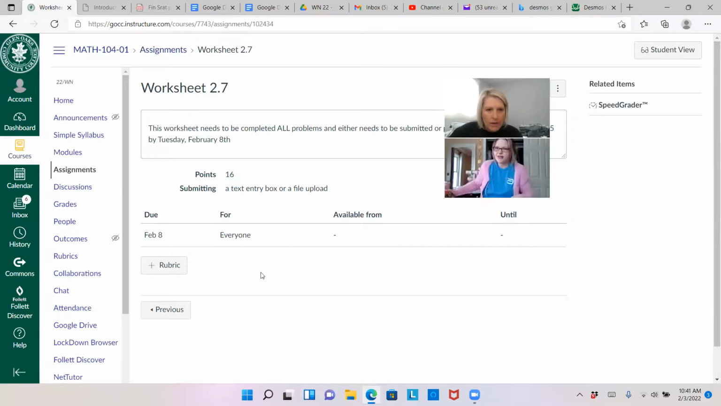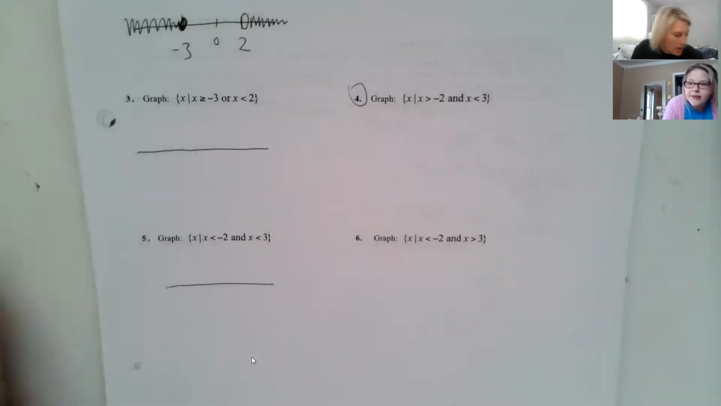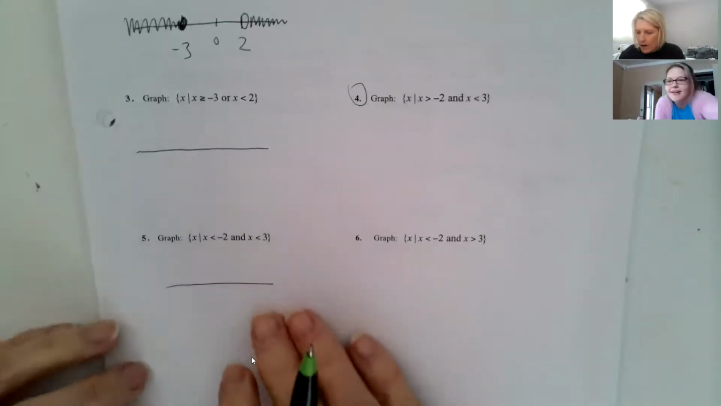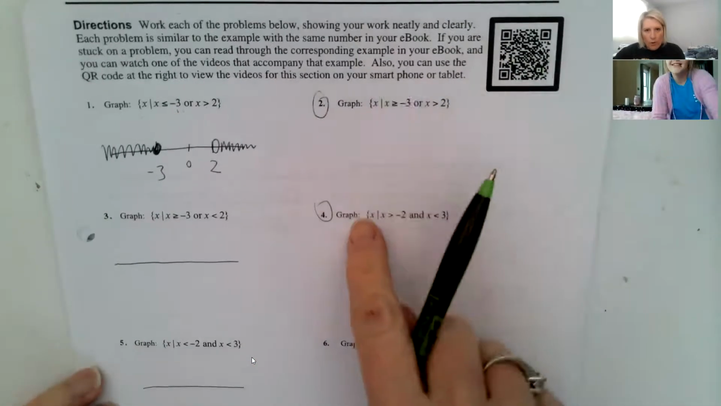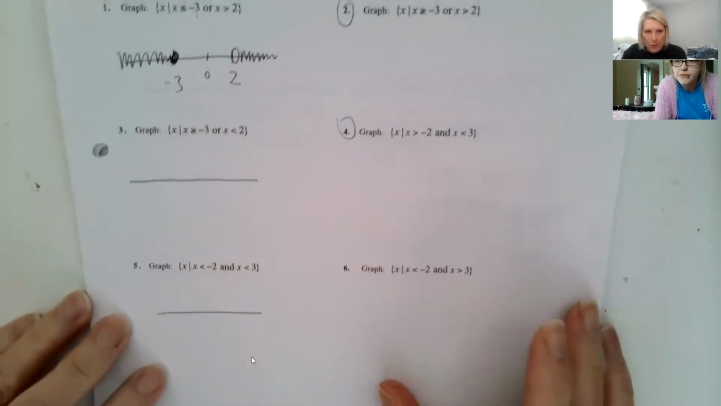So 2.7 is all of that worksheet. And then, okay, let me go back and record this. So, okay, we're gonna do some more. So 2 and 4 are assigned. So we're gonna do some more examples on the worksheet.